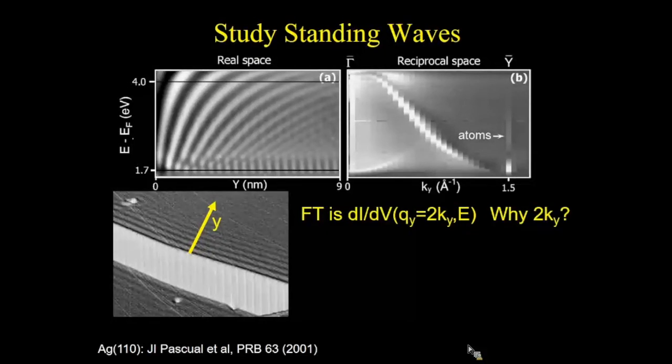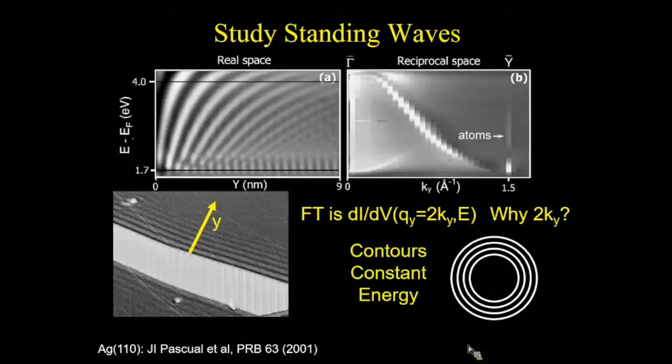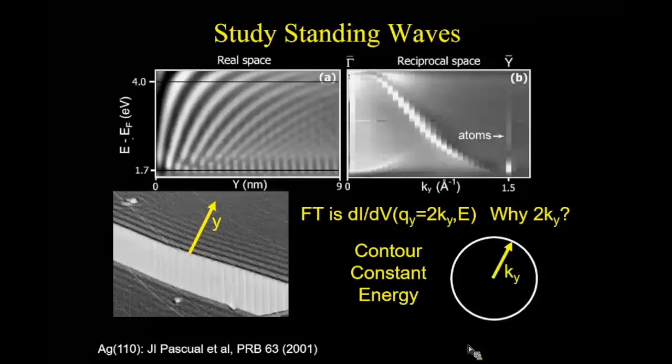So why is it 2 Ky? Well, if you think about what's going on, let's look at some contours of constant energy of these surface states that we're tunneling into. In silver, which is what Pascal was studying, they're fairly boring, they're basically circular. And so if I look at just one of those, I fix my energy, I look at one contour of constant energy, think the Fermi energy, the Fermi surface, for example. So I'm looking at the Fermi surface.